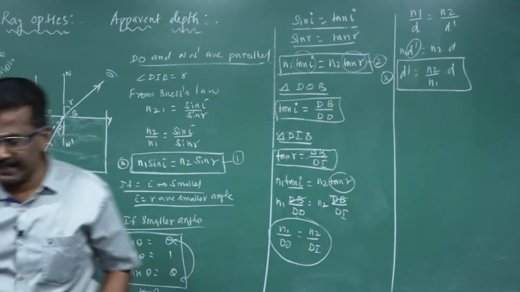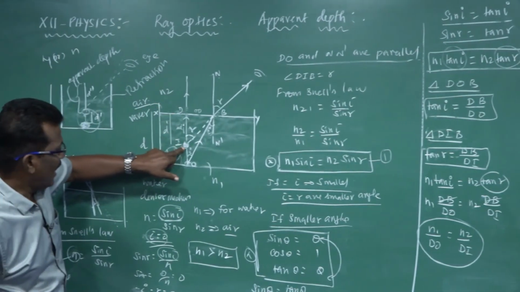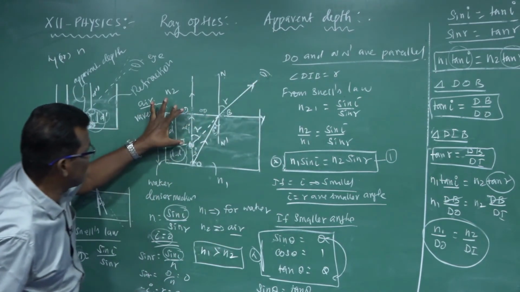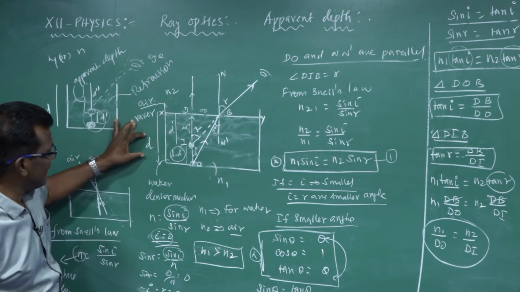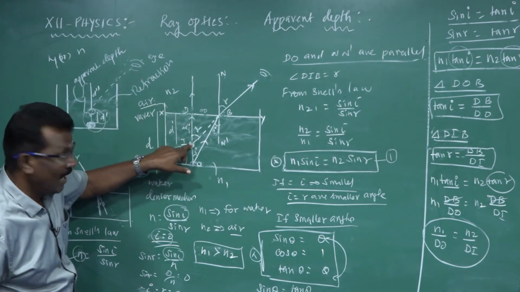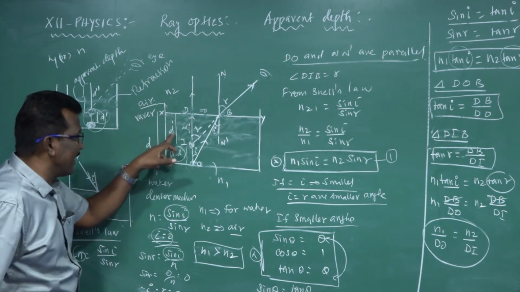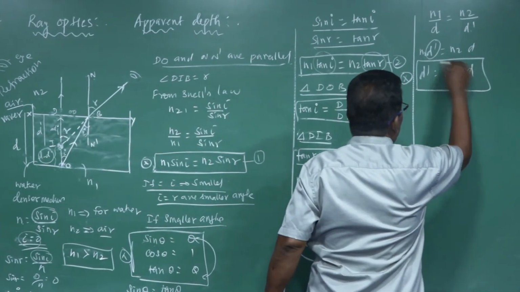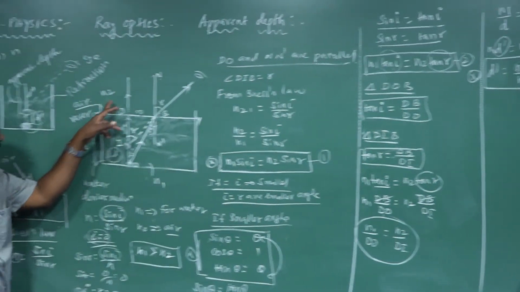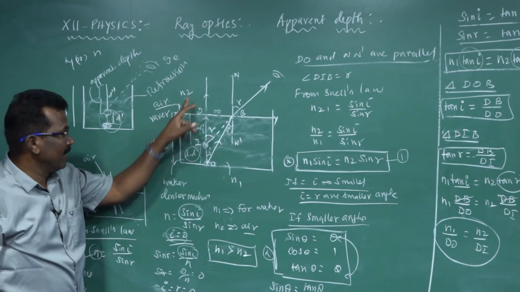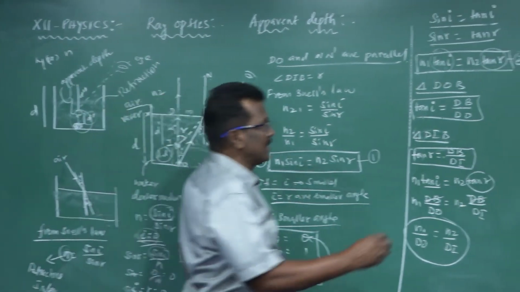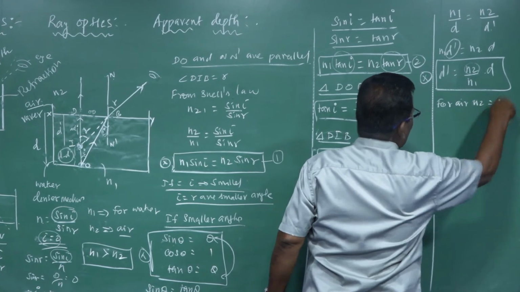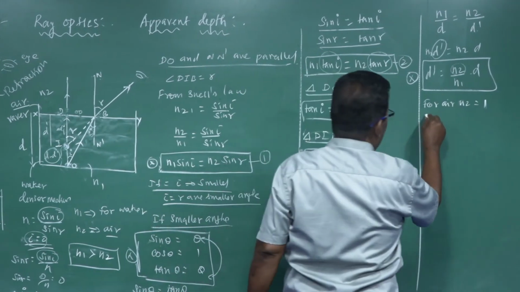So for the apparent depth inside the liquid, if our eye is placed here, the object appears to be seen at this much distance from the original. Original distance is D, and it now appears to rise up to this distance, D dash. So definitely D dash is lesser than D. What is N2? N2 is the refractive index of the rarer medium. N2 is air, N1 is the denser medium. If N2 is for air, N2 is always equal to 1.